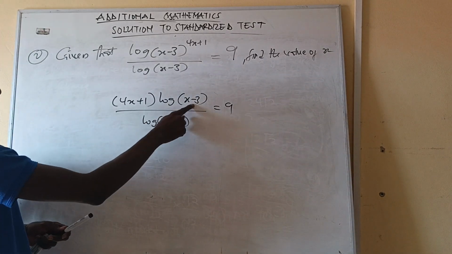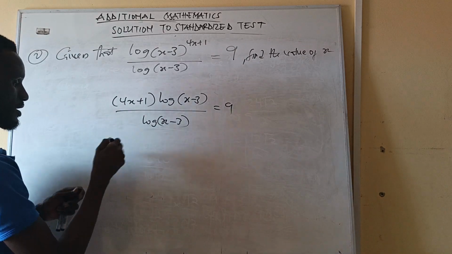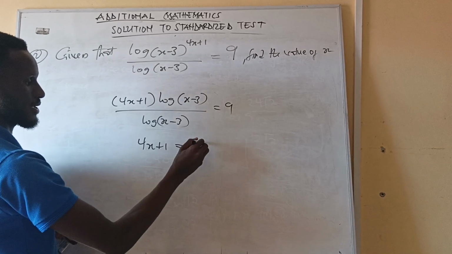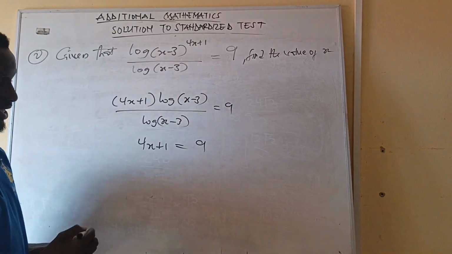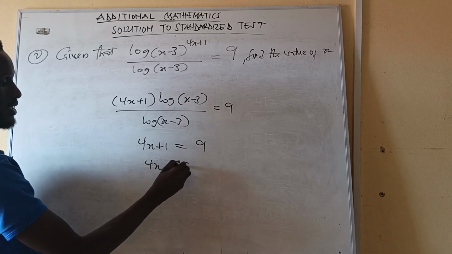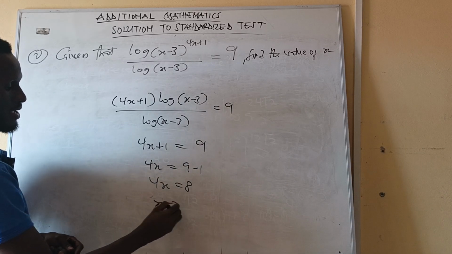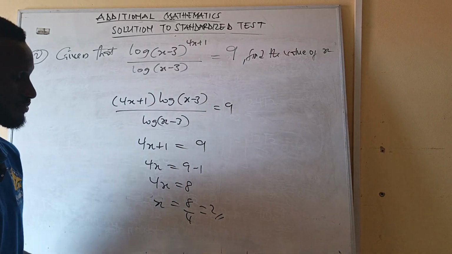We have log (x minus 3) and log (x minus 3). This one and this one will cancel out. So we're going to have the top one, which is 4x plus 1, equal to 9. Simple like that. You see how simple it is? Now, so we have 4x is equal to 9 minus 1. 4x is equal to 8. Divide both sides by 4. We are going to get 2. So x is equal to 2.